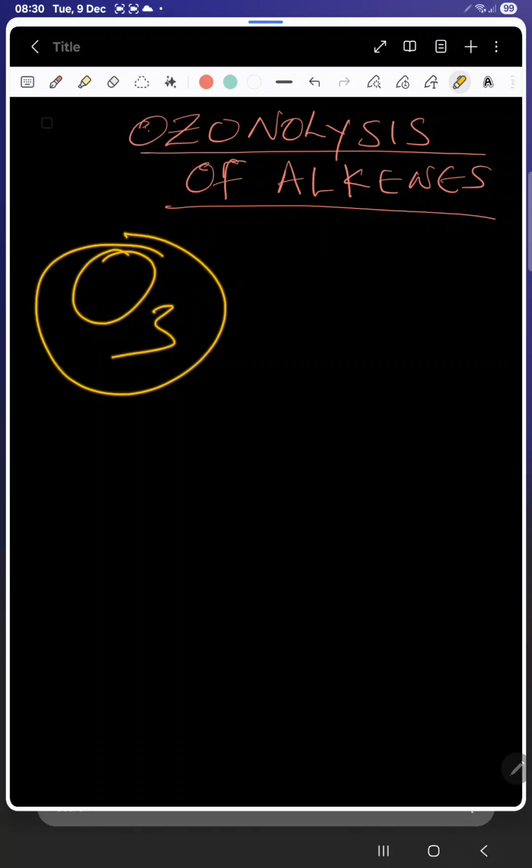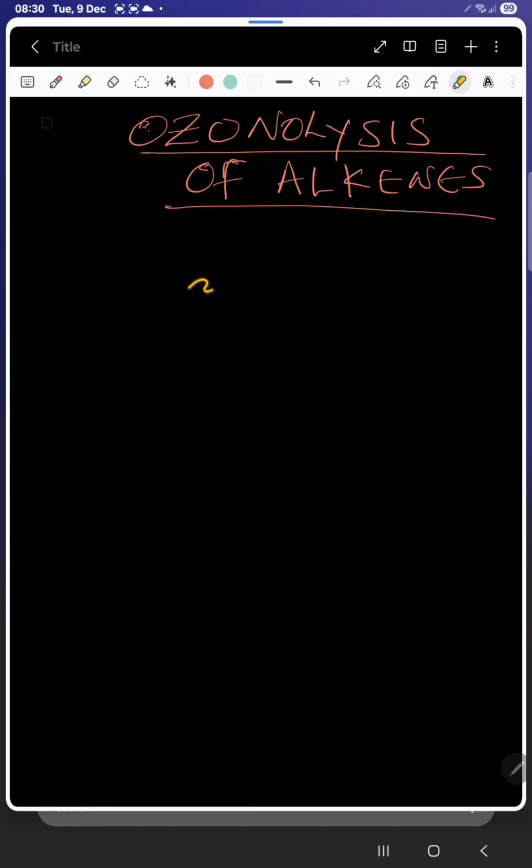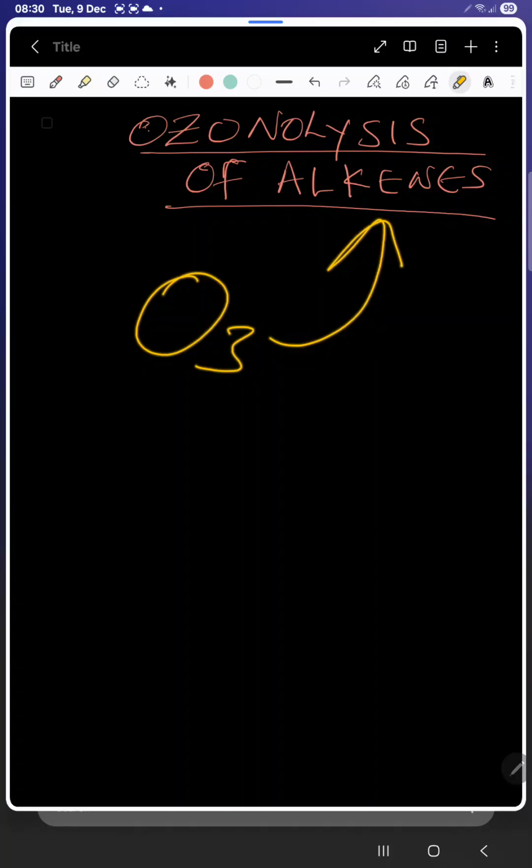Alright, so today we are going to look at the ozonolysis of alkenes. So what is this ozonolysis of alkenes? When we say we are ozonolizing, we mean we are adding ozone to an alkene. You are aware that ozone is O3. So this is ozone and we are trying to add it to an alkene, and this process is called ozonolysis.